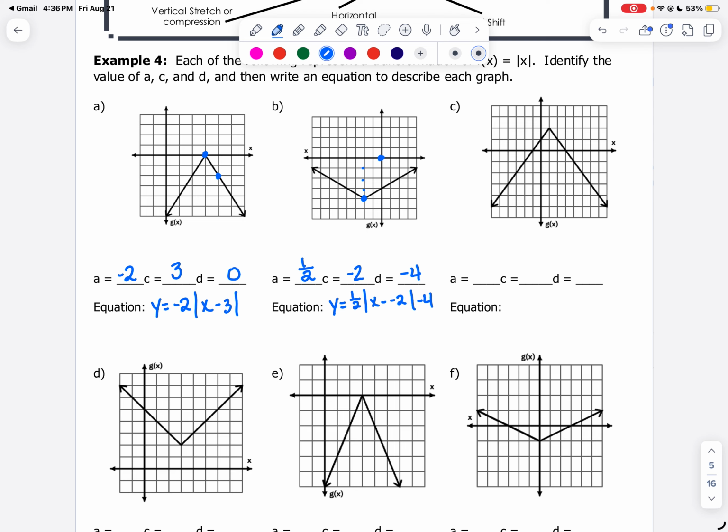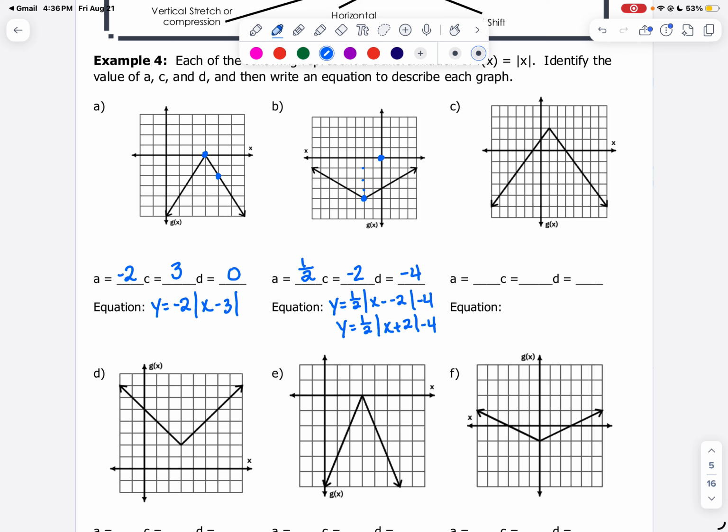Now, I want to clean that up a bit because we don't want to leave double signs in our function rule. So this would be y equals 1/2 times the absolute value, and minus -2 is the same thing as +2. So y equals 1/2 times the absolute value of x plus 2 minus 4.